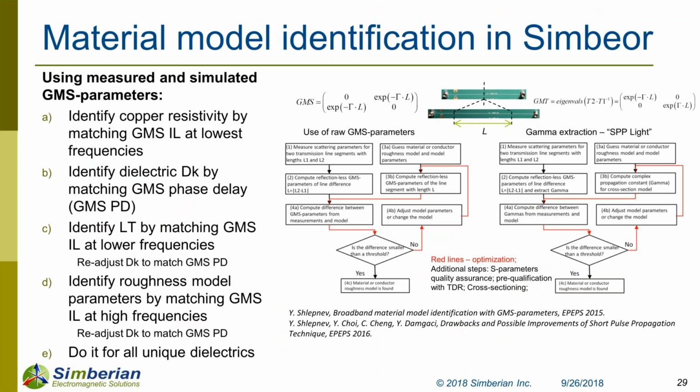So to make it more scientific, we identify the material properties first. And we used generalized model scattering parameters, which is covered in publications if you're interested. Basically it's a spin-off from a very old known process based on complex gamma extraction. We call it SPP Light. This is GMS parameters, and SPP Light is just extraction of complex gamma. Ross Speciali used it first in the late 60s for a different purpose, but here it is used for material characterization. And material characterization with the separation of conductor and dielectric losses goes like this.